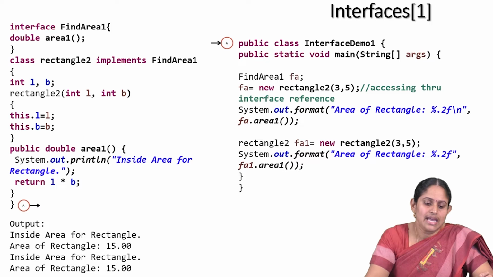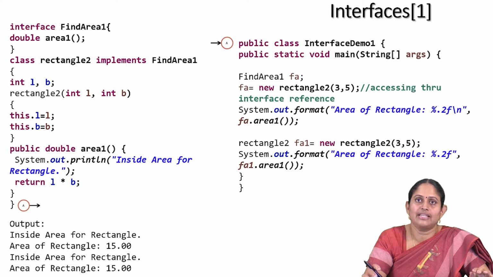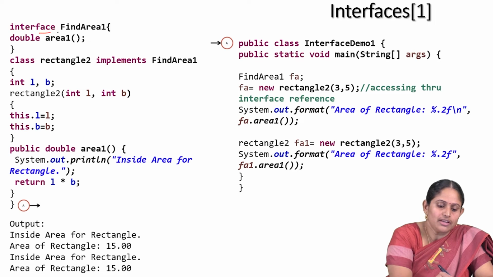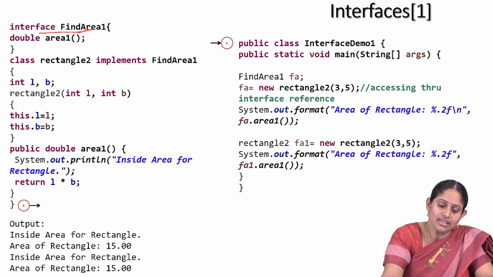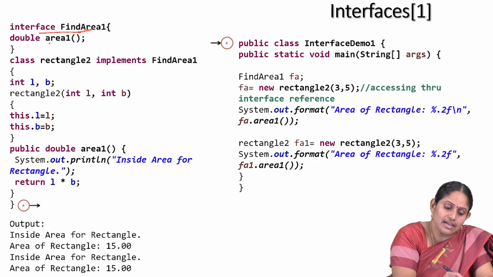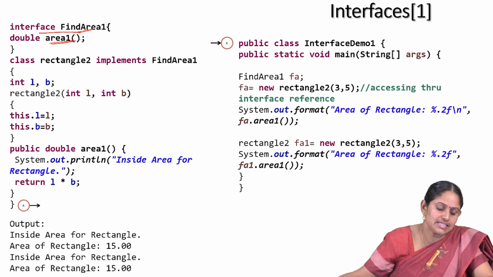Now let's look into an example. Here in this example, we are creating an interface to find the area of a rectangle. We are defining an interface named find area, and there is a method area1, which is the abstract method of that interface find area. So whichever classes inherit find area have to give the implementation for this method area1.